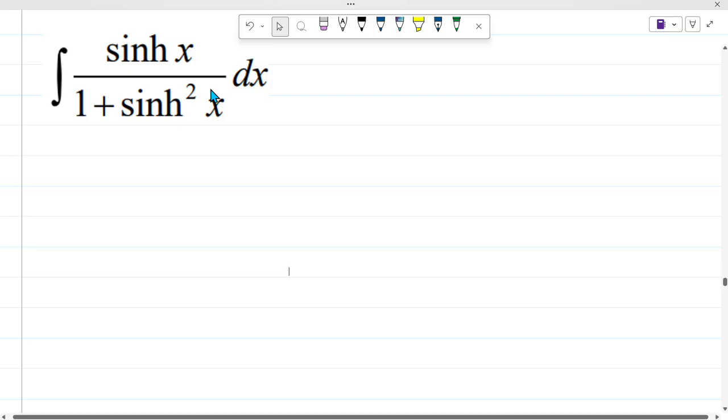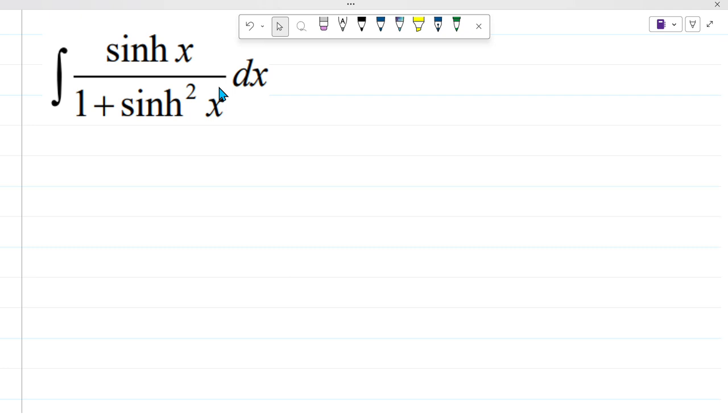So you check, can I simplify this? What can I do to simplify this in a way that simplifies my life? I know that 1 plus hyperbolic sine squared is equivalent to hyperbolic cos squared of x. So when we do that, we're going to realize that actually that works.